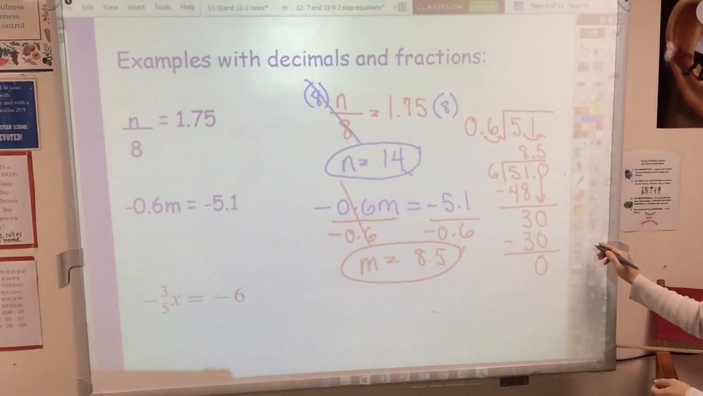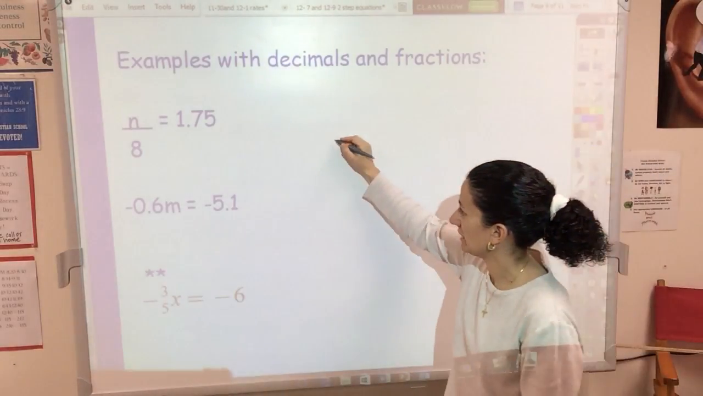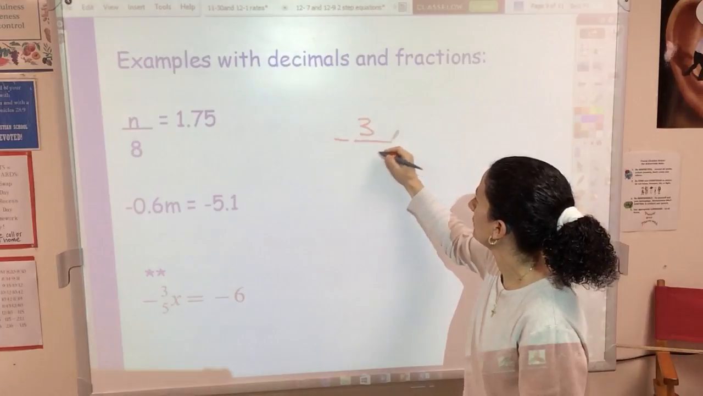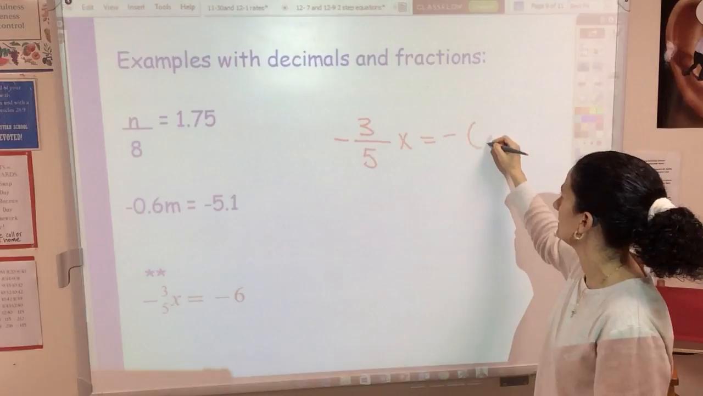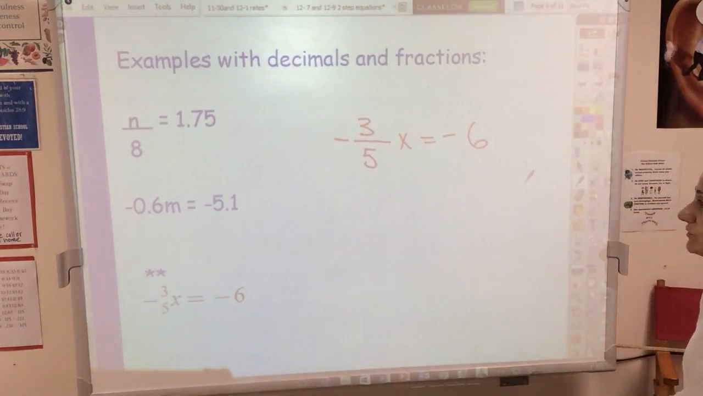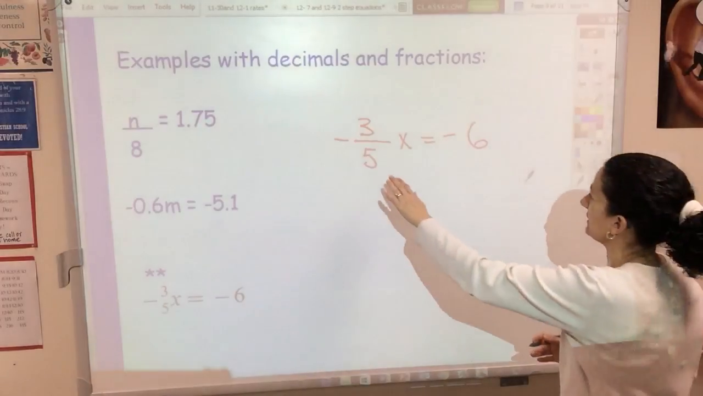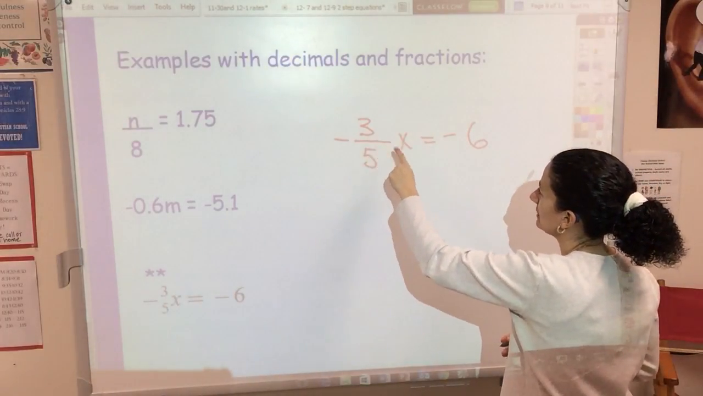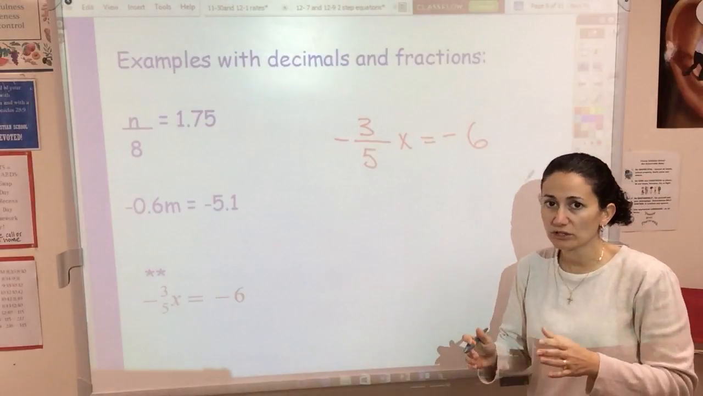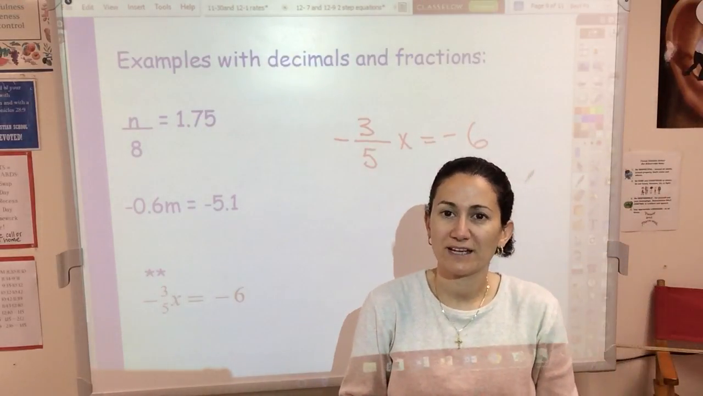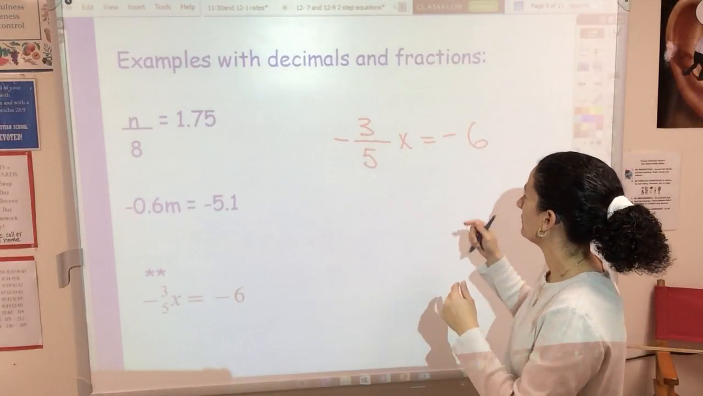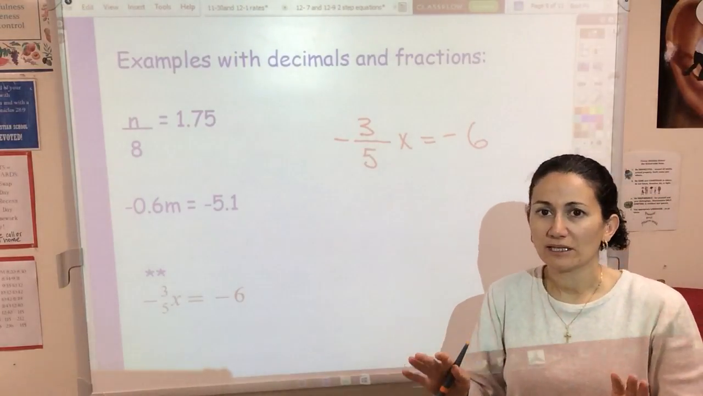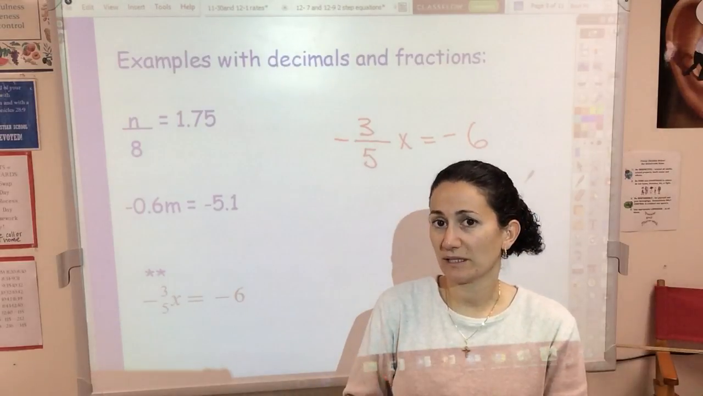And let's look at a fraction example. Take a look at this one. Negative 3/5 x equals negative 6. All right, so first of all, you should notice this is a multiplication example. 3/5 is next to the x, so it's actually being multiplied by the x. So we're going to treat it as a multiplication example. You could think of it as division, as being divided by 5 and multiplied by 3.